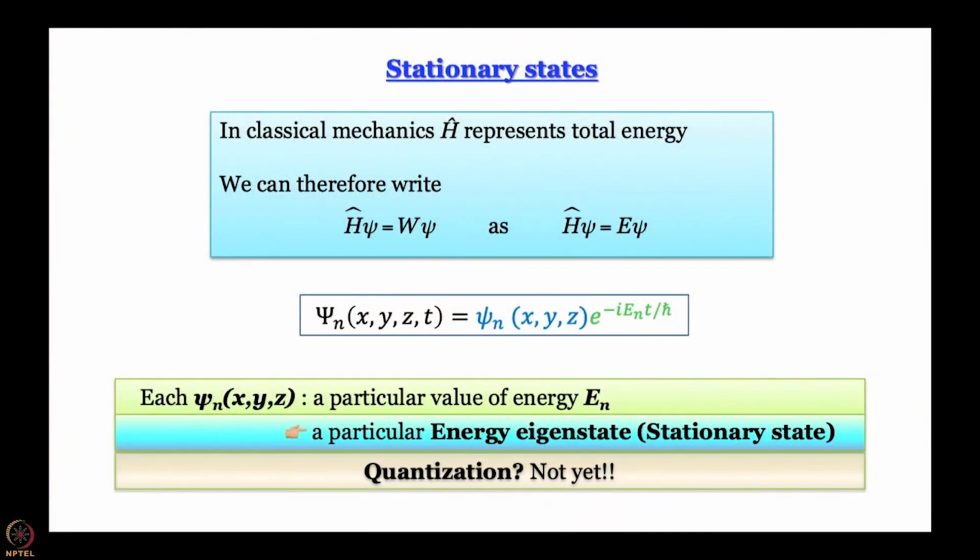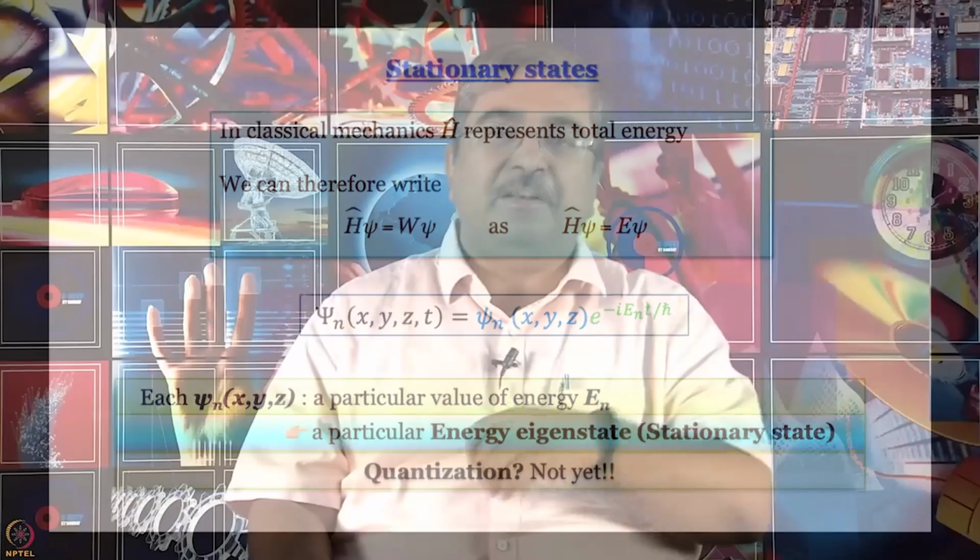But do we have quantization? Actually, we do not, because n can take up any value. Correspondingly, E can take up any value. So, we do not really have quantization. All we are saying is that if you know what psi is, you know what energy is. But that energy could vary when you go from psi 1 to psi 2 to psi 3 to psi 4, energy can vary continually. Discreteness is not achieved yet. That is what will come a little later.